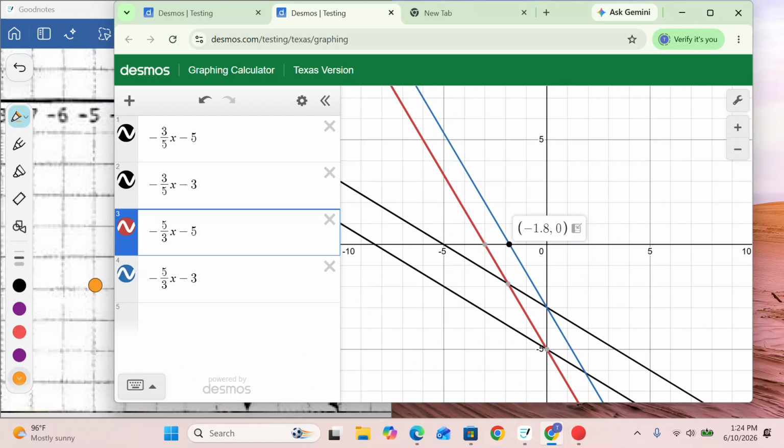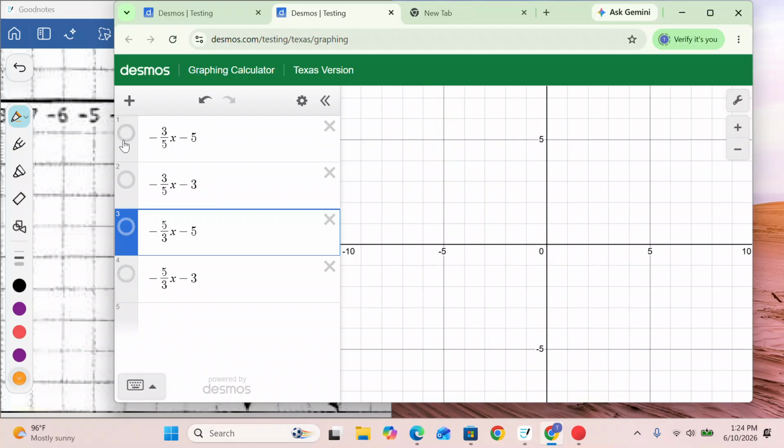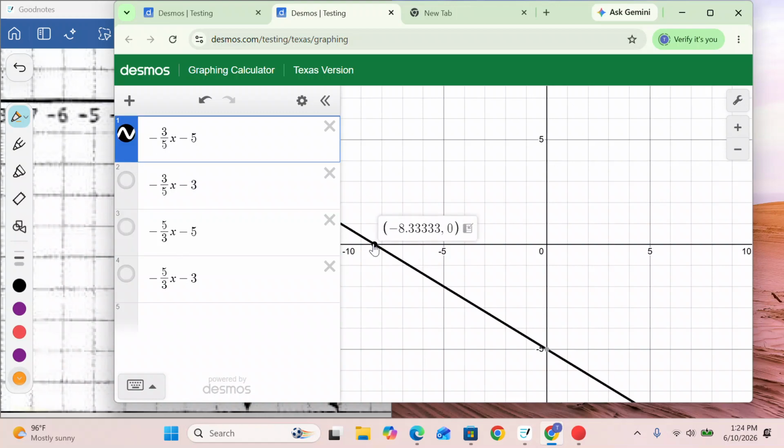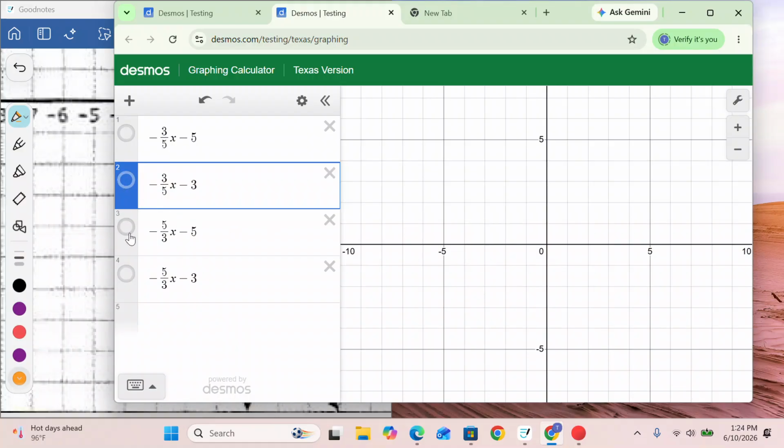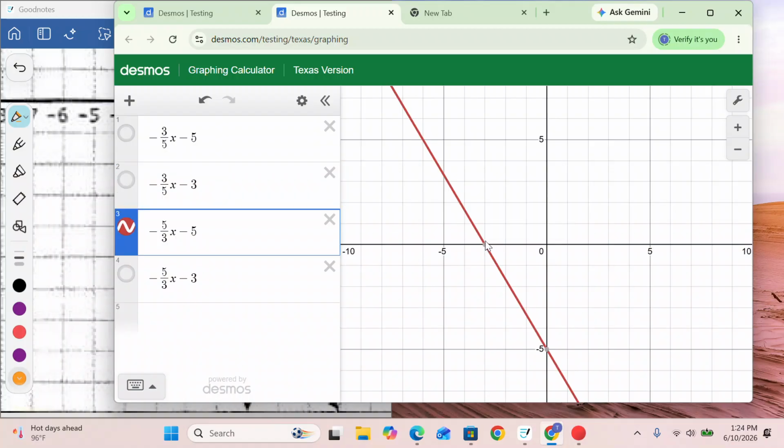But I can always take away the colors. You see, I'm going to take away the colors and I can check every single one of them. So if I check the first one, it's going to be negative 8. That's not negative 3, right? No. Letter B is negative 5. Ah, there it is. No, it's not negative 3. Okay, C, negative 3. Oh, negative 5. Yep, there's your answer.